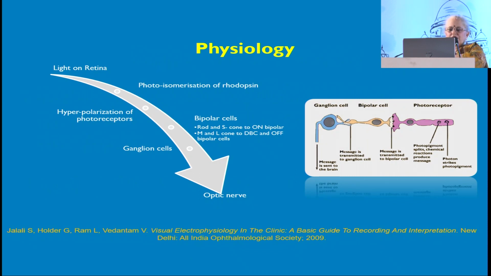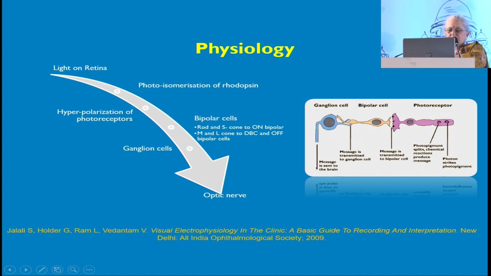The light will fall on the retina, and the rhodopsin, which is in the rods, will get photoisomerized. The proteins will change, the chemicals will change, and this will lead to hyperpolarization of the photoreceptors. And then the signal will go into the bipolar cells, where the rod and S cone will lead the signal to the on bipolar cells, whereas the medium and long cones will lead to the on bipolar cells and the off bipolar cells. Then the signal will be carried on by the ganglion cells to the optic nerve.